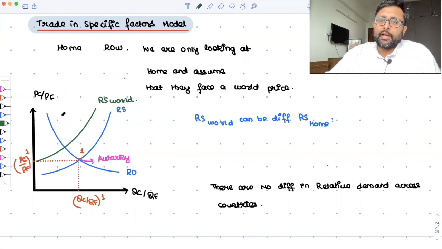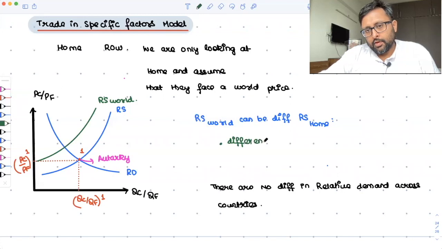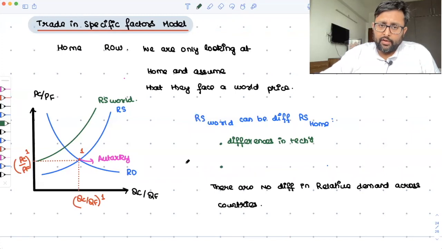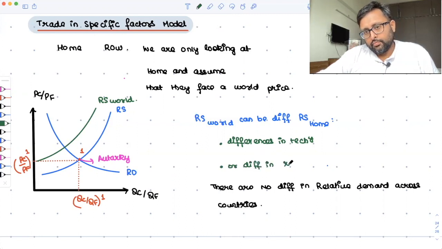The relative supply curve of the world is different from the relative supply curve of the home. This is quite possible, because other countries can face different technology, so differences in technology, or other countries can have different resource endowments. Some country might have more land, some other country might have more capital or labor. So differences in resource endowments.